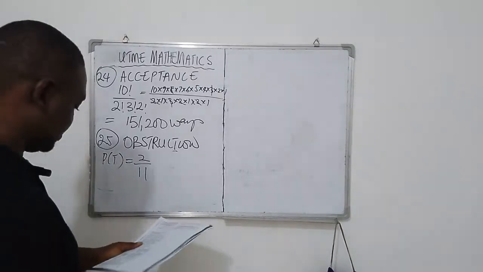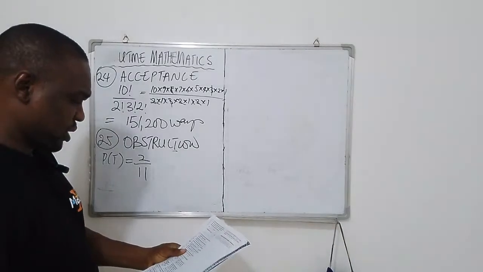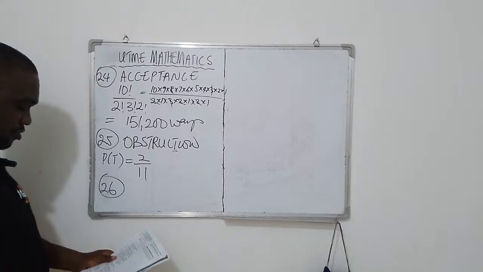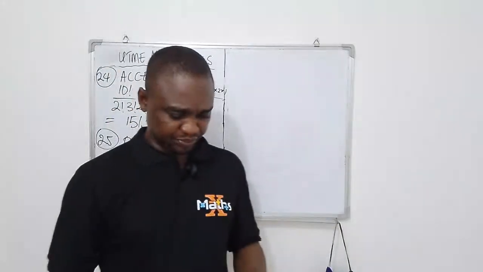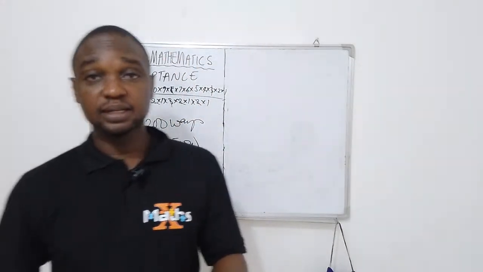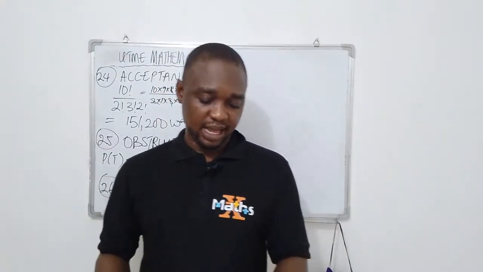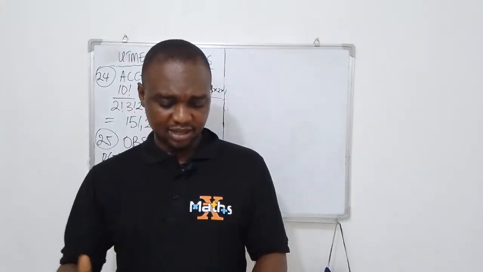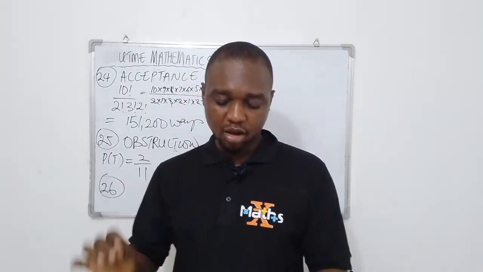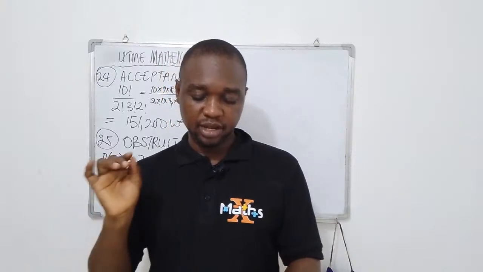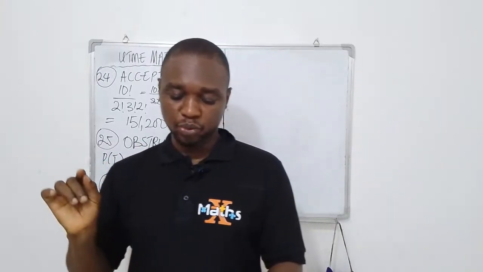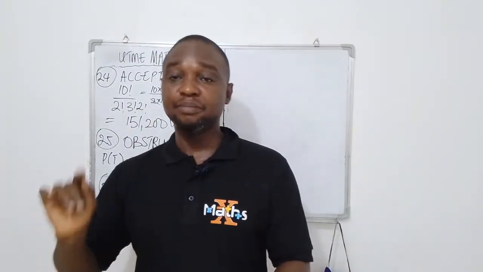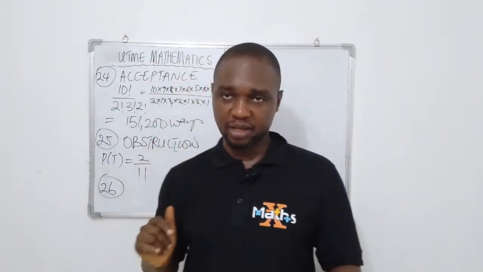Okay. For number 26, it says here that 5, 8, 6, and K occur with frequencies 3, 2, 4, and 1, respectively, and have a mean of 5.7. Find the value of K.